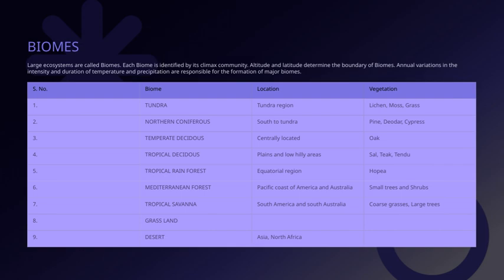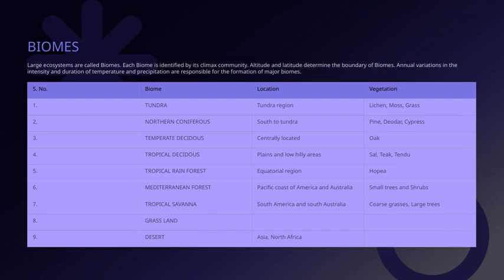As we move south from the tundra, we encounter the northern coniferous forest, which includes pines, deodars, and cypress trees. In the center, we have the temperate deciduous forest, where oak trees dominate. In the plains and low, hilly areas, tropical deciduous forests grow, with species like sal, teak, and tondu. Near the equator, the tropical rainforests are home to hopia trees and a rich diversity of plant life. Along the Pacific coasts of America and Australia, the Mediterranean forests feature small trees and shrubs.